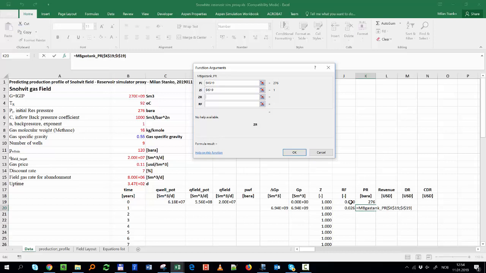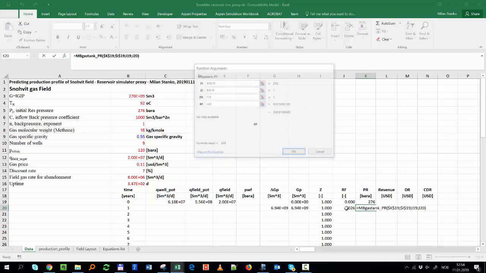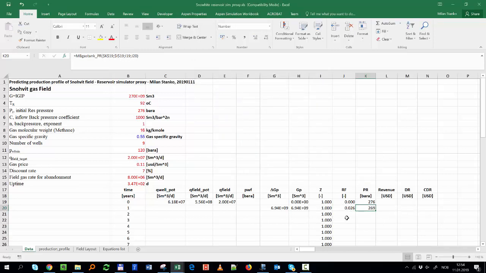So I will assume in this case that Z changes very slowly with pressure. The pressure is changing very slowly, so Z changes very slowly. So I can use the Z from the previous year. Just an approximation. And then finally, the recovery factor is here. And I click enter. You see the pressure has dropped in a year from 276 to 269.7 bar. I think Snøhvit has around that number.